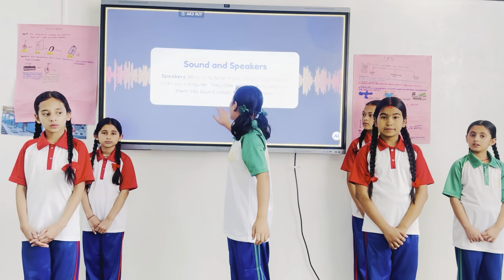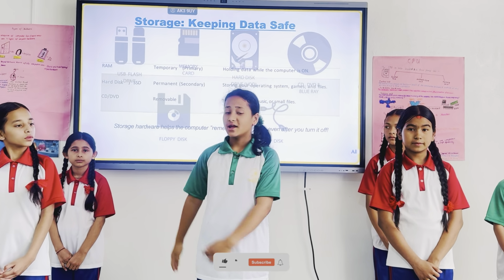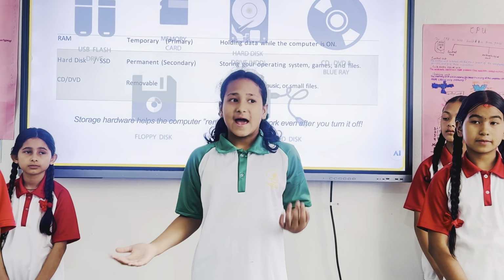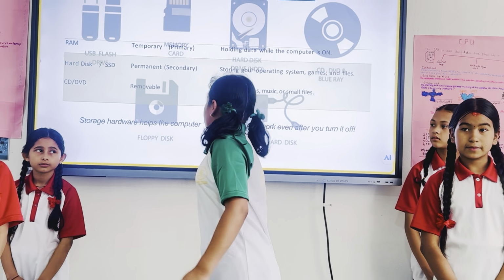Thank you, Karuna. That was a great explanation. Now let's talk about storage hardware. There are 2 types of storage hardware: primary and secondary. Primary memory is the main memory of the computer, like RAM. Secondary memory includes hard disk, SSD, DVD, and pen drive. It keeps our data and files safely.